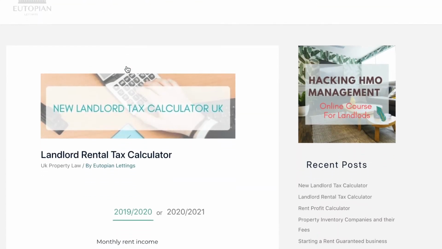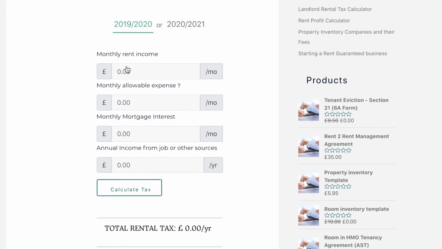The only thing I want you to pay attention to is that this calculator doesn't seem to work with decimal points. If your monthly rent is 2,500 and you have 300 allowable expenses and another 200 mortgage interest, and let's just say you make £30,000 a year, then right now it says 0, and then you press calculate tax and it's 6,320 per year. So that's how much you have to pay in tax.